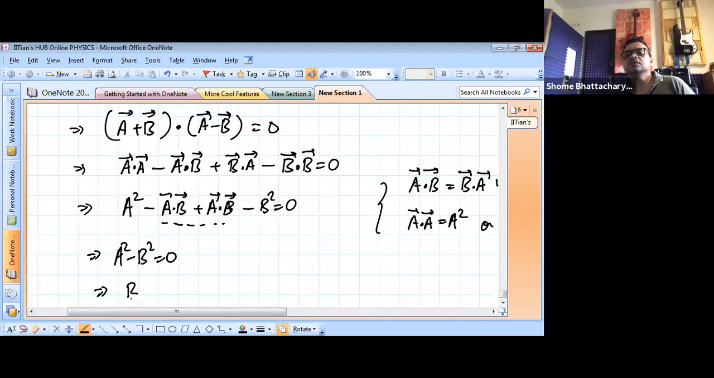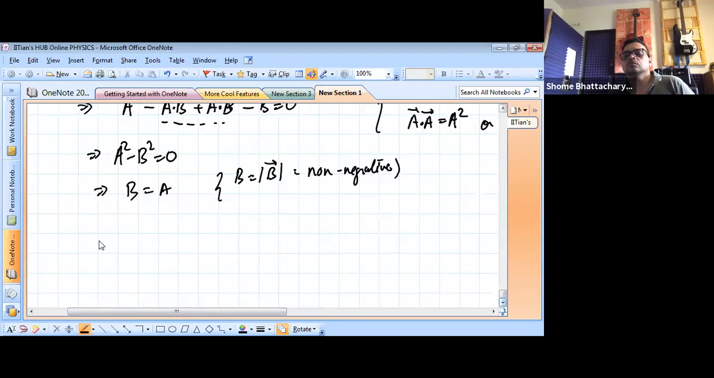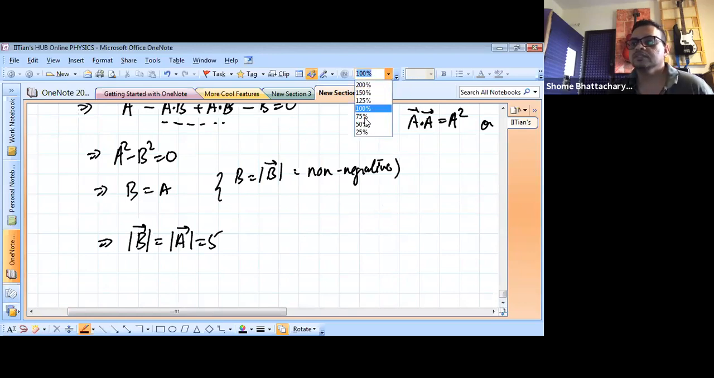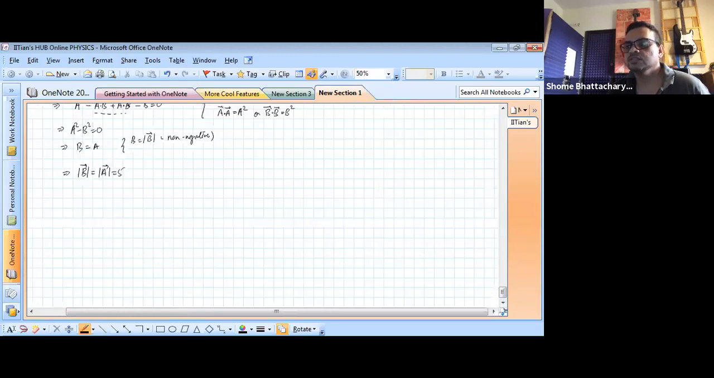That means B is equal to, in general, plus or minus of A, but here we take only positive because B is the magnitude of a vector. So it is a non-negative quantity, as is A. So magnitude of B will become equal to magnitude of A, which is 5. So that is one of the 3 methods of solving this problem, using the dot product concept.